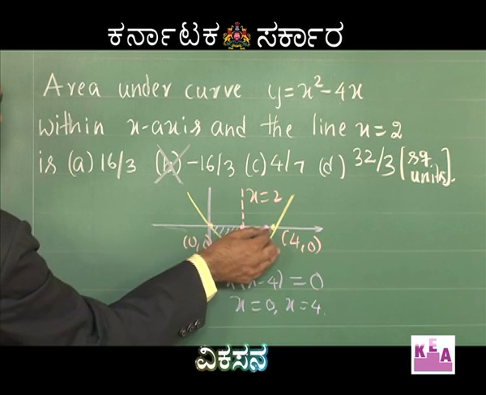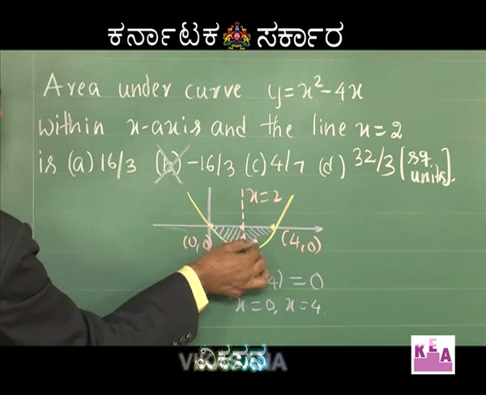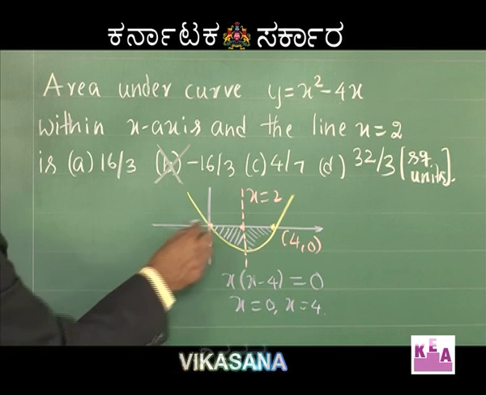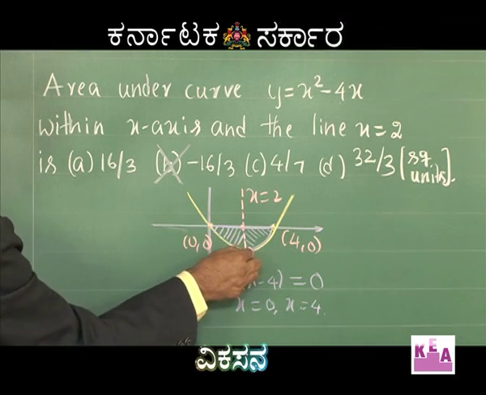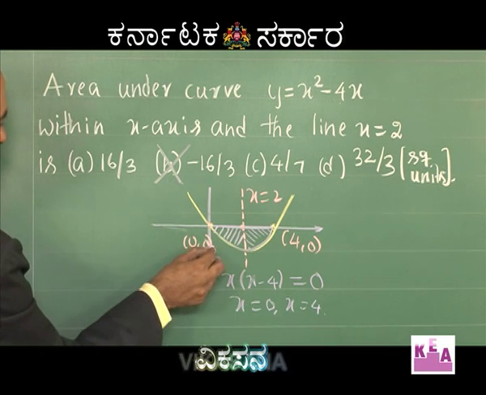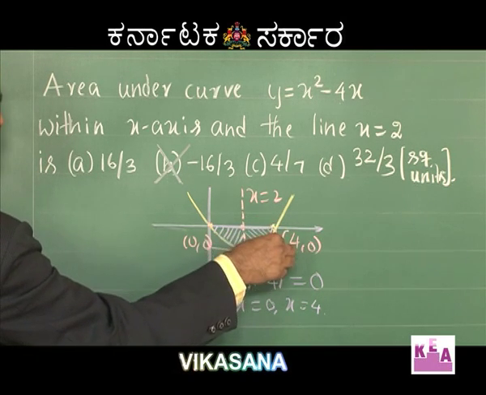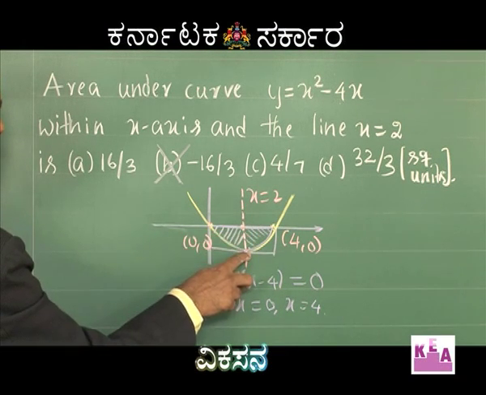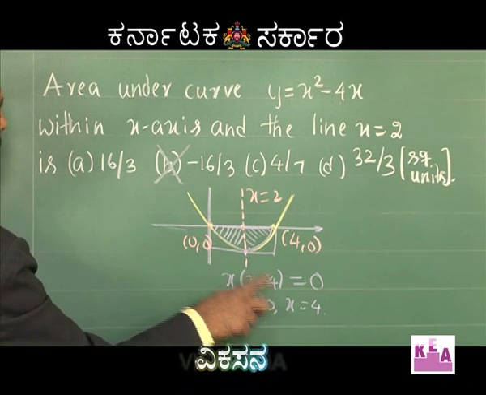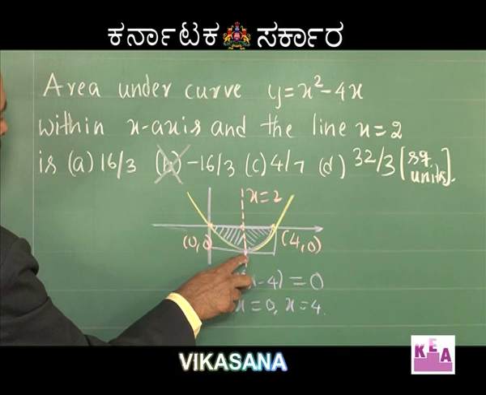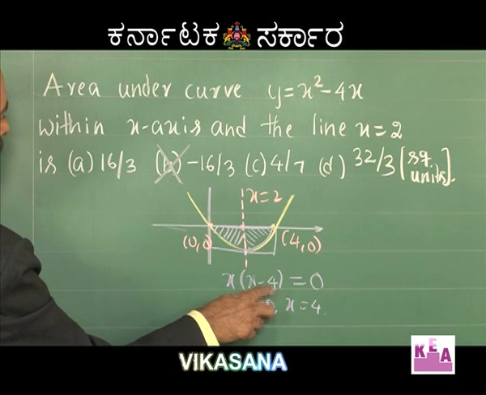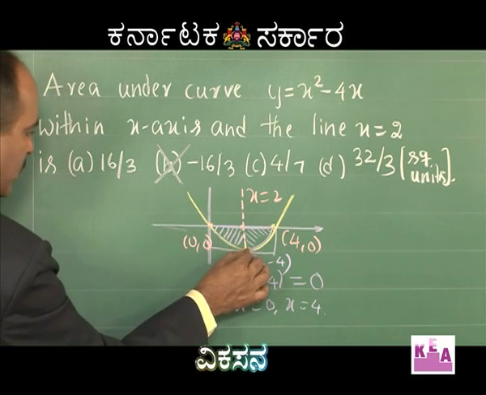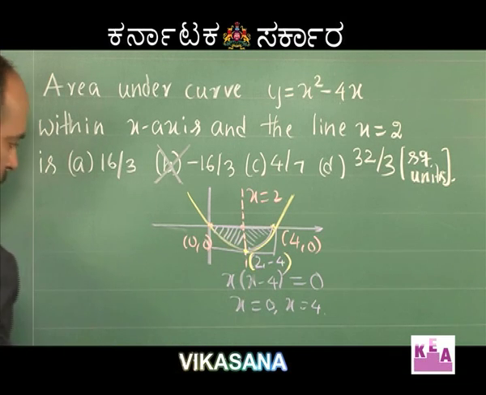Do you agree with me? This area is equal to this particular area. This area is the same as this area by the property of symmetry. Now what is this area is the question. What is the total area is the first question. Total area is very, very simple. Complete this rectangle. How to complete this rectangle? This is the minima of the function. When x is equal to 2, what is y? 2 into 2 minus 4, that is 2 into minus 2, that is minus 4. This point is given by 2 comma minus 4.